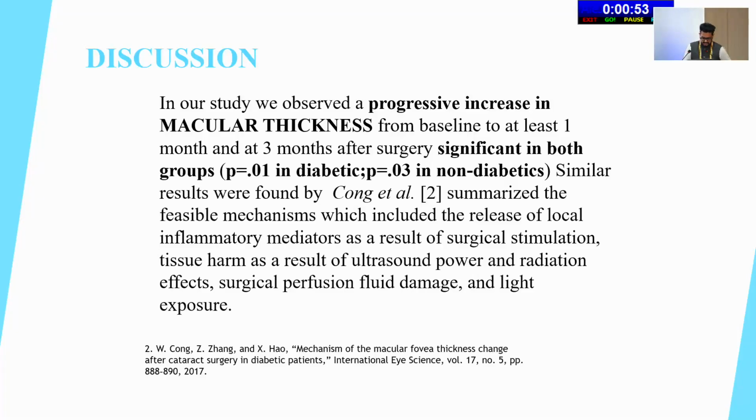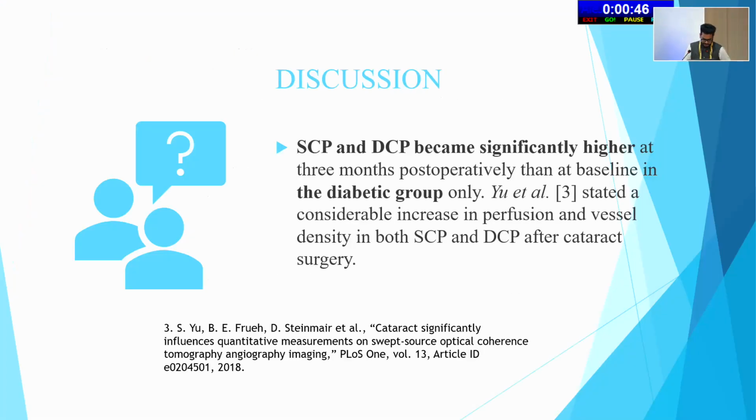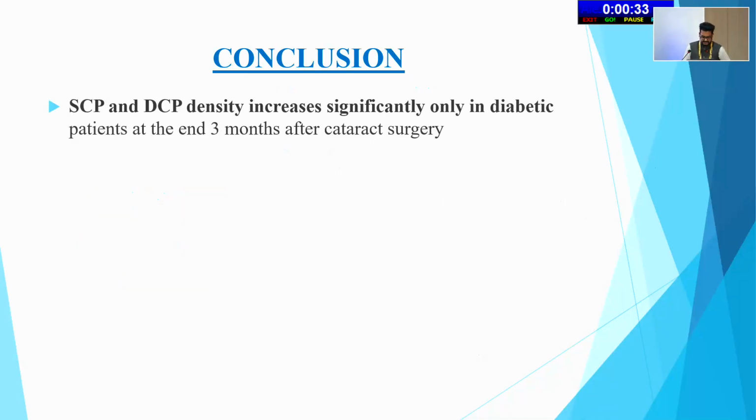Pong et al. summarized the mechanism and said there can be some inflammatory mediators responsible for this. The SCP and the DCP values became significantly higher at 3 months post-operatively. Yu et al. stated a considerable increase in the perfusion and the vascular density in both SCP and DCP after the surgery.